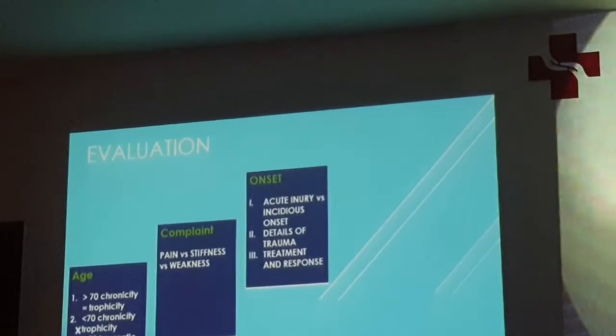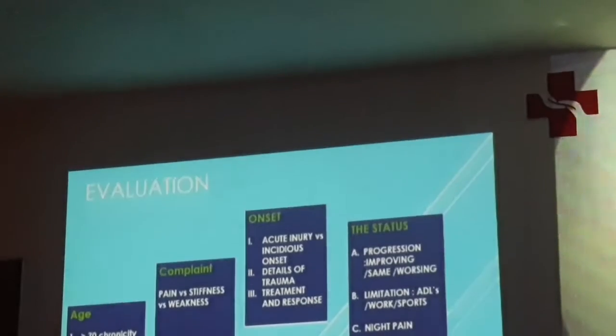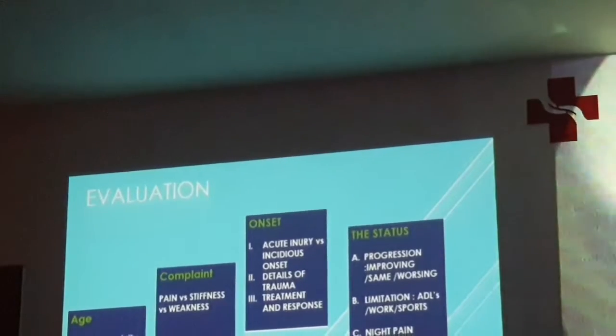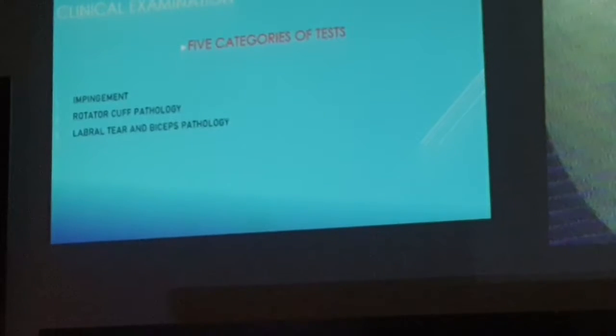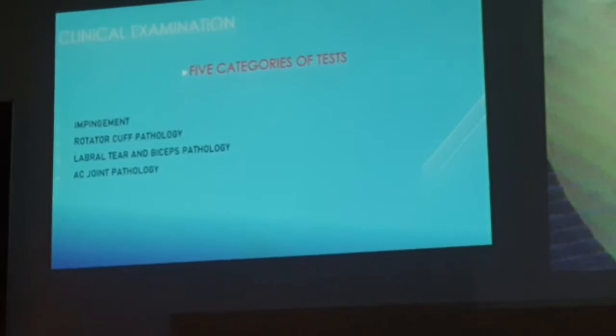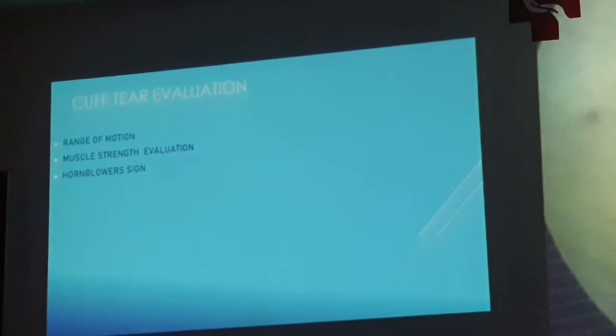With what complaints the patient has come to you, with pain, stiffness or weakness, the onset of symptoms, what specific clinical features, and what treatment he has taken till now. Your clinical examination consists of signs for impingement, rotator cuff specific evaluation, look for labral and biceps pathology, AC joint pathology, and evidence of instability. Your cuff tear evaluation will consist of range of motion, the muscle strength evaluation, and most importantly, the lag sign.